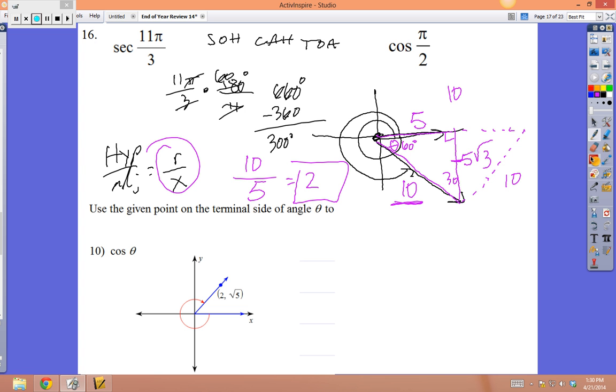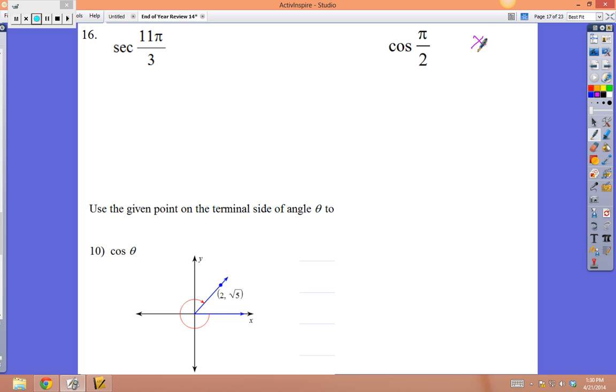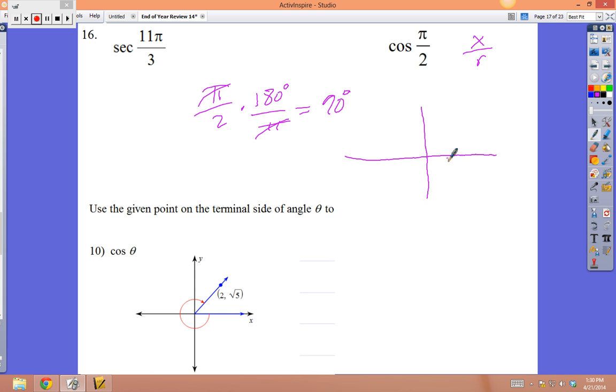Okay, let's look at cosine of pi halves. I know the fraction for cosine is x over r. So pi halves, I'm going to change to degrees. I'm going to times that by 180 over pi. And I know pi cancels, and 180 divided by 2 is 90 degrees.